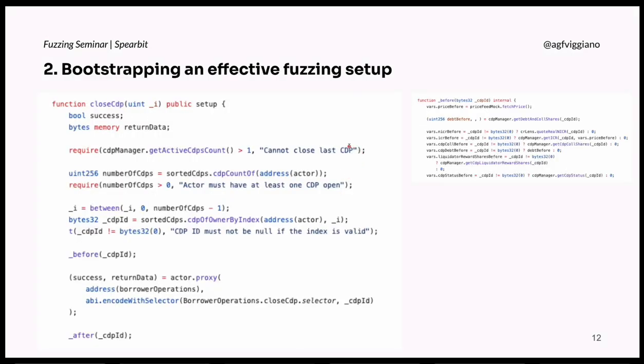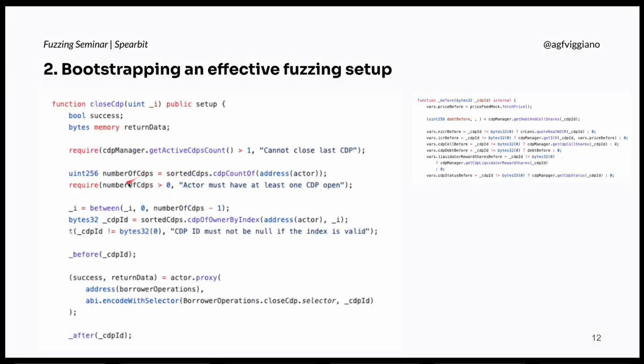Yeah, so here is an example of the target functions contract. This is the most important part. All the rest is a bit of boilerplate. But right now, this is where you implement the actions of your protocol. So for example, here, this is a close CDP function where you receive a random integer. You have some preconditions that there is more than one CDP in the system, because you can't close the last one. That's one of the assumptions of the system.